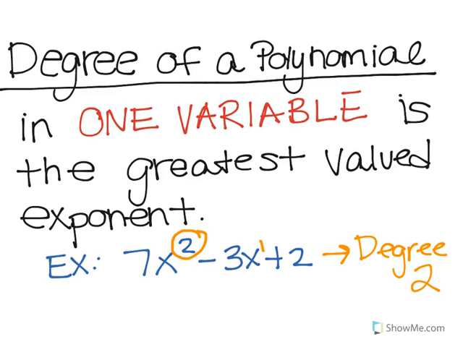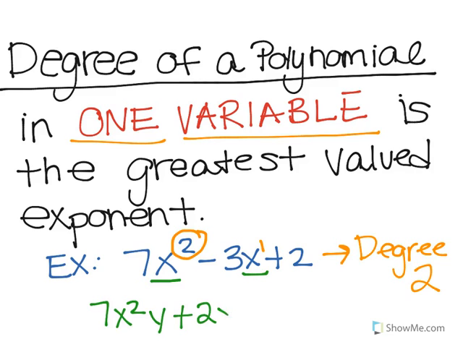Okay, now I want to go back to this one variable part. This means that if you notice in this example down here in blue, there's only x's, or there's only y's, or there's only b's, or whatever the variable is, but you can't name a polynomial based off degree if you have x's and y mixed in. So if I had 7x squared y plus 2x, I can't name that because this y right here causes this binomial to be out of the one variable that it needs to be in.